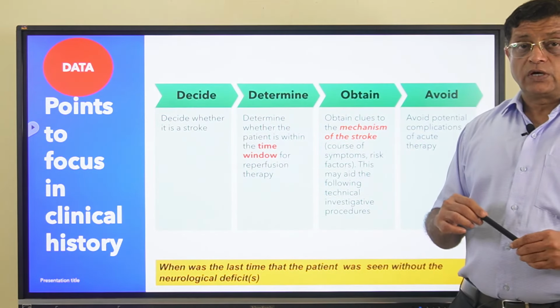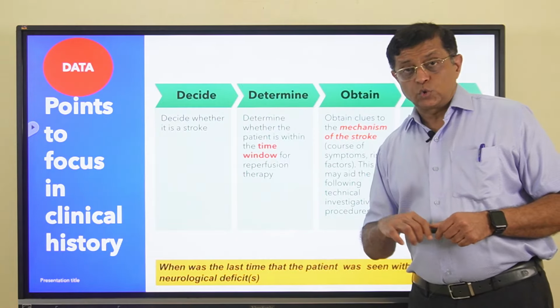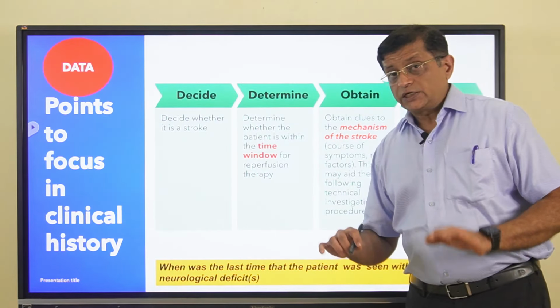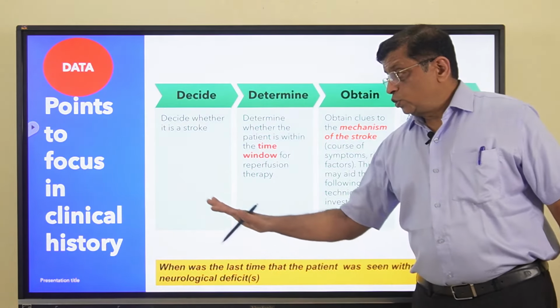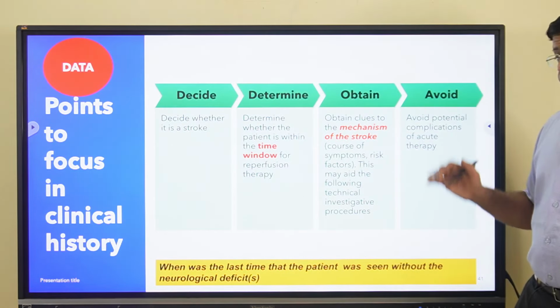For example, patient has come with a BP of 160/100 in a stroke, and you try to reduce the blood pressure. That is potentially harmful. So do not do anything that could harm the patient.